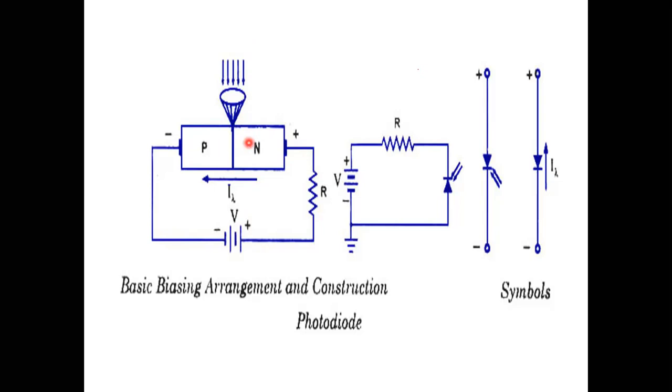Thus the valence electrons are dislodged from covalent bonds and become free electrons. More electron hole pairs are generated in this junction. Thus the total number of minority charge carriers increases and hence reverse current increases in the PN diode. This is the basic principle of operation of the PN photodiode.